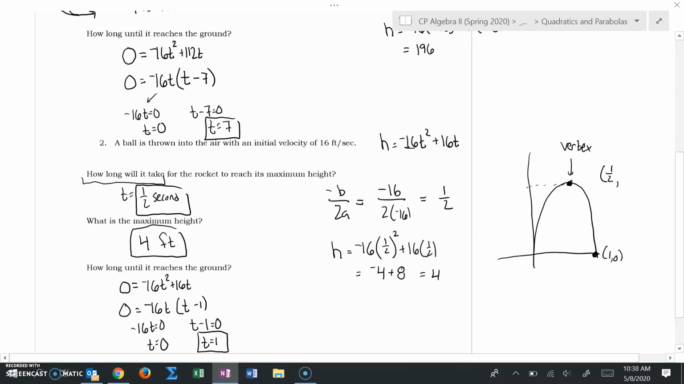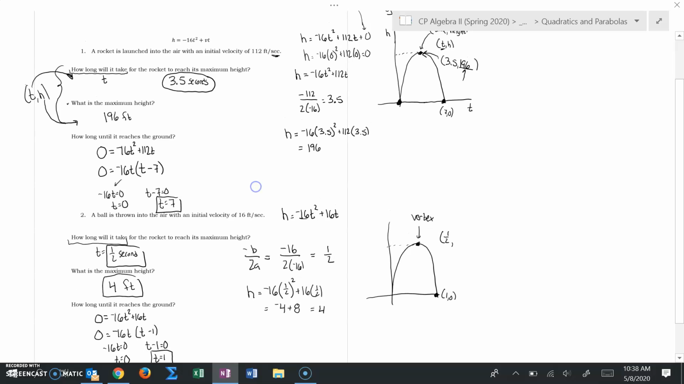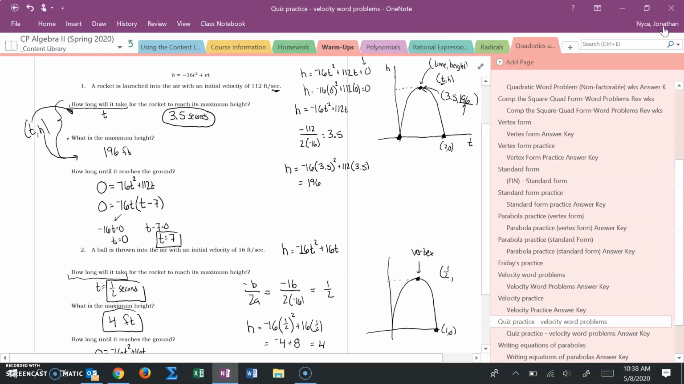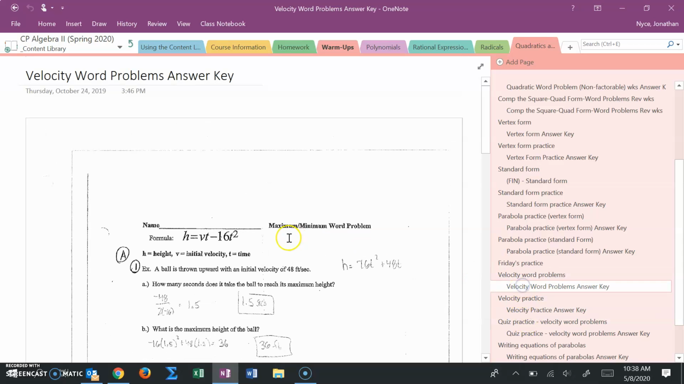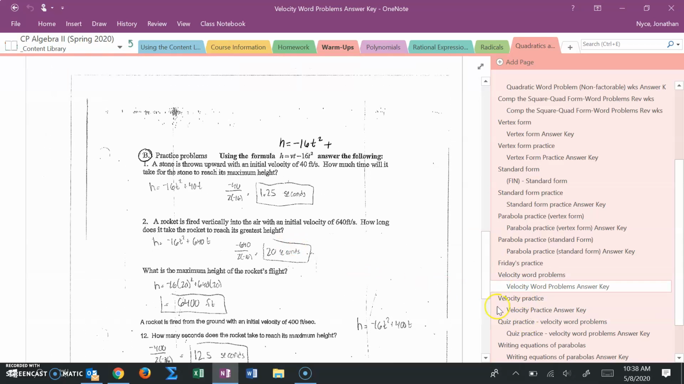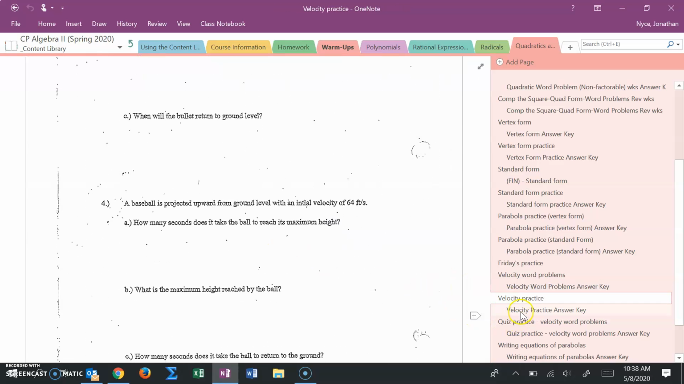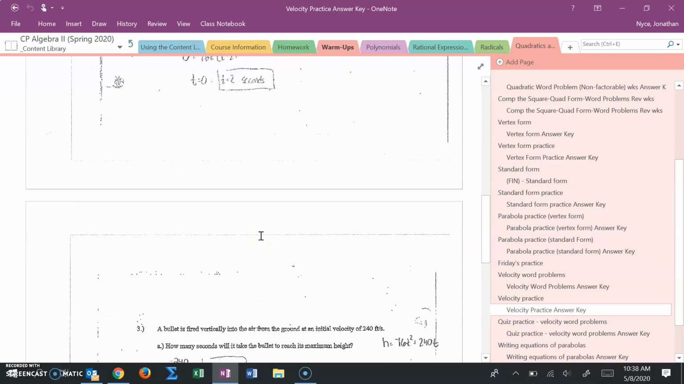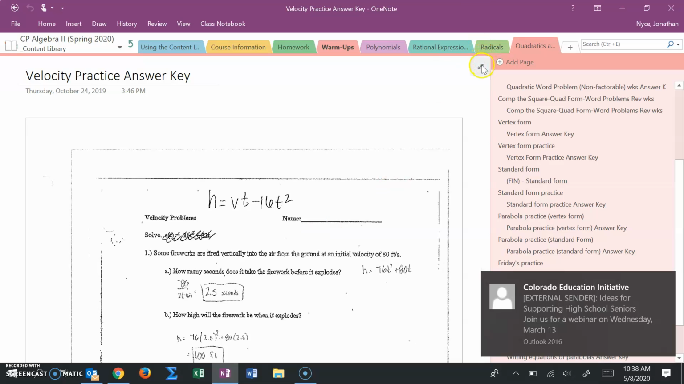So again, just a couple quick examples of using the parabolas and the graphing that we've been doing to solve some max-min problems. So again, this is just the quiz practice. I went through those. You have those on OneNote. There's also some velocity word problems that you have there with the answer key if you want to check. And then there's also some velocity practice, again with an answer key if you want to do some practice and checking. Again, I'll make sure you have those on OneNote.